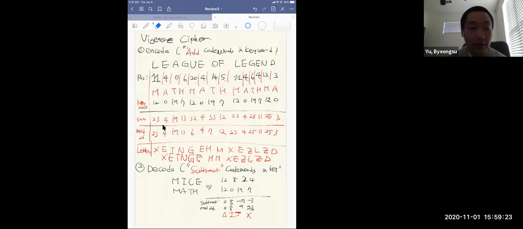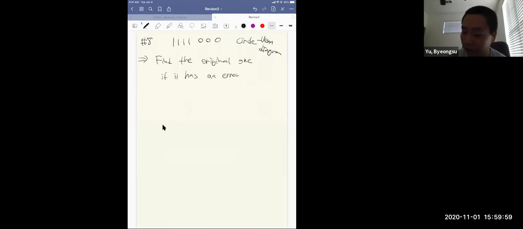Okay, do you have any questions on the cipher? Okay, then let's deal with number 8 and number 9. Those are much simpler than the cipher problems. So here you receive the message 1111 and it is encoded by the circle Venn diagram method. Then find the original one, if it has an error on a single digit.